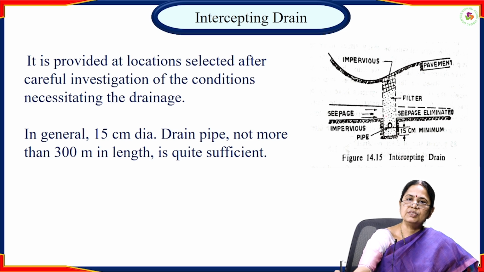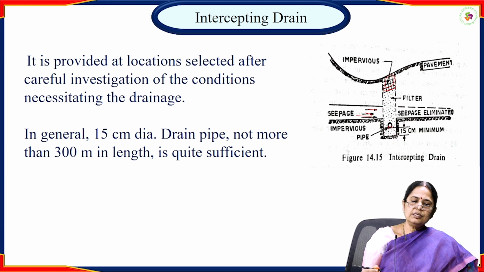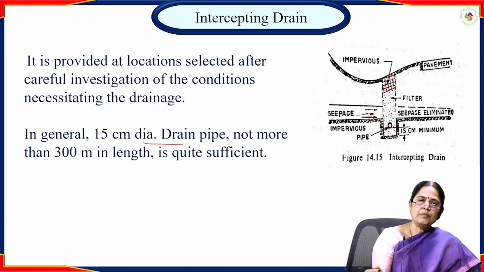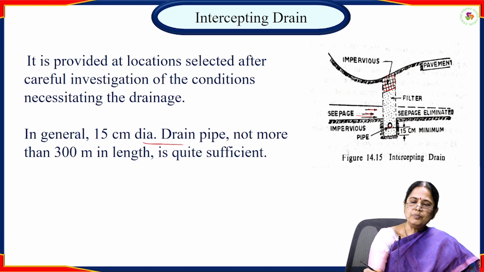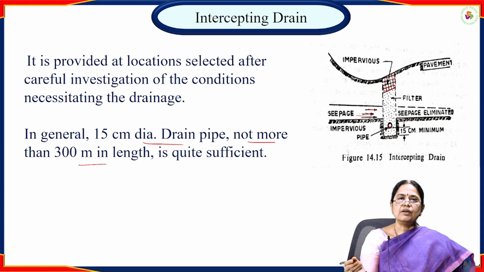To collect the seepage water, we have to place the intercepting drains. The top layer of this intercepting drain should be pervious, it is covered by pervious material. Whatever seepage is coming from one side to the other side will be collected through this particular drain. In general, a 15 centimeter diameter drain pipe, not more than 300 meters in length, is quite sufficient.